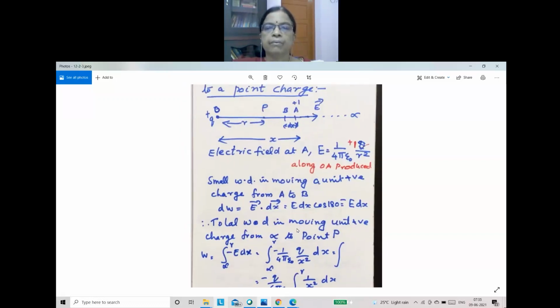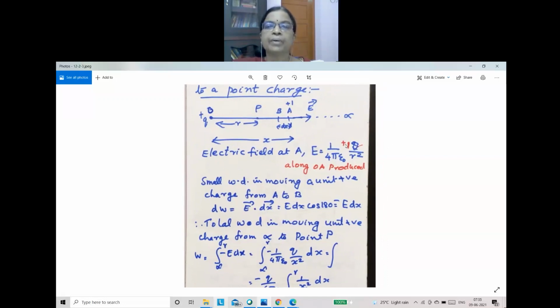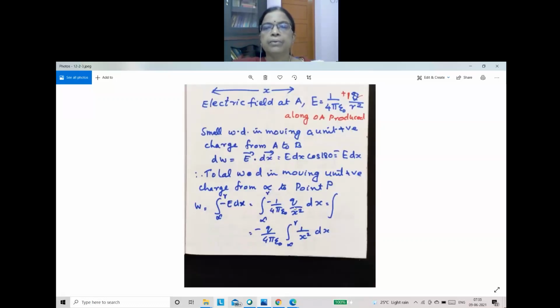Here children, actually the formula is q. Q itself you have to write. I will do the correction and send to you children. Actually this is q, electric field. 1 by 4 pi epsilon 0 q1 q2 by r square. So this is actually q itself children. That's why we substituted it here. You have to do that correction in your notebook. I will send that page.